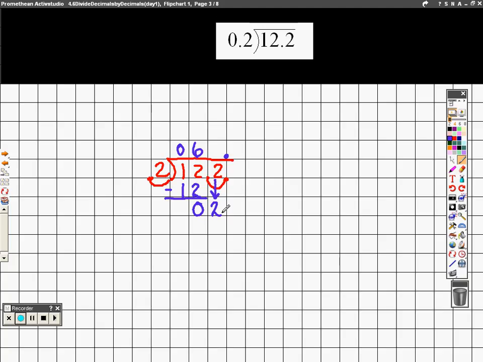Okay? And 2 goes into 2 one time. 1 times 2 is 2. When I end up with a 0 down here, and there's no more numbers left to divide, I'm finished. So my answer for 12 and 2/10 divided by 2/10 is 61. Let's try another one.